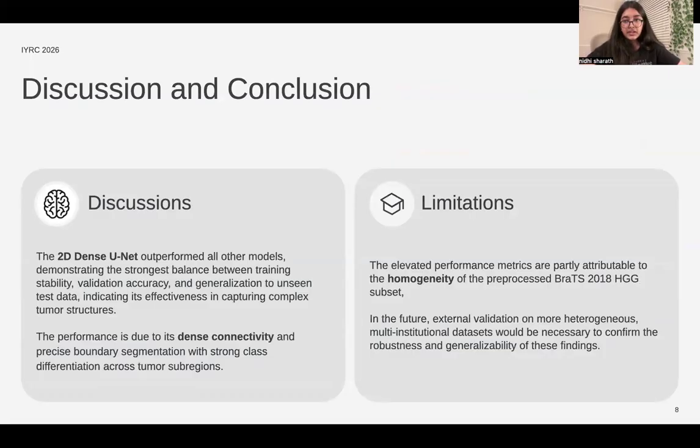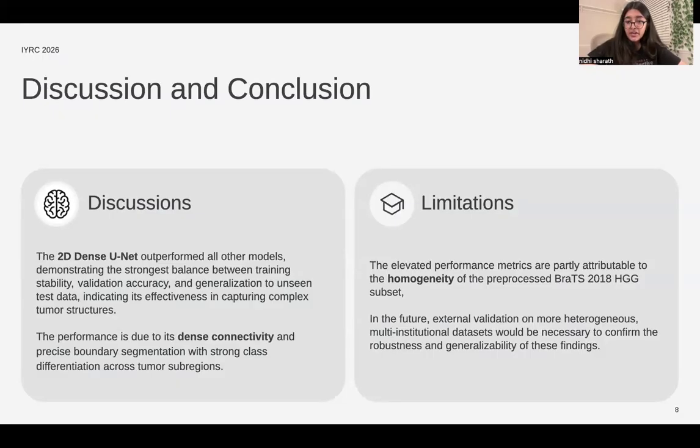Over the study I conducted, I came to the conclusion that the 2D dense UNet outperformed all the other models. It especially reduced the noisy predictions, improved boundary precision, and achieved the strongest overall performance among all the evaluated models. The performance is partly due to its dense connectivity and information flow between each of its layers, improving its feature extraction.